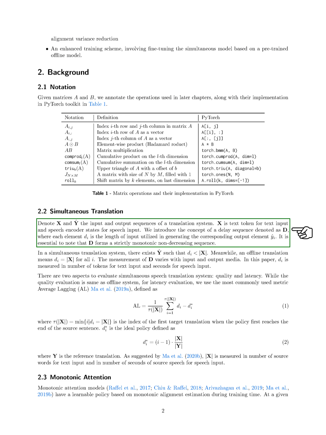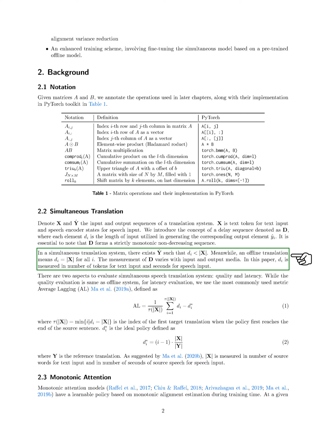In a translation system, we have input and output sequences, denoted as X and Y hat. X is the text token for text input and speech encoder states for speech input. We also have a delay sequence, D, where each element, D_i, is the length of input used to generate the corresponding output element, Y hat_i. D is a strictly increasing sequence. In a simultaneous translation system, there exists a Y hat such that D_i is less than the length of X.